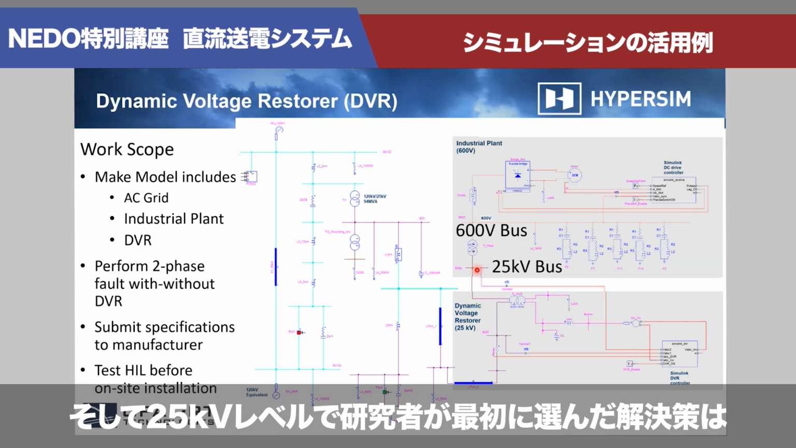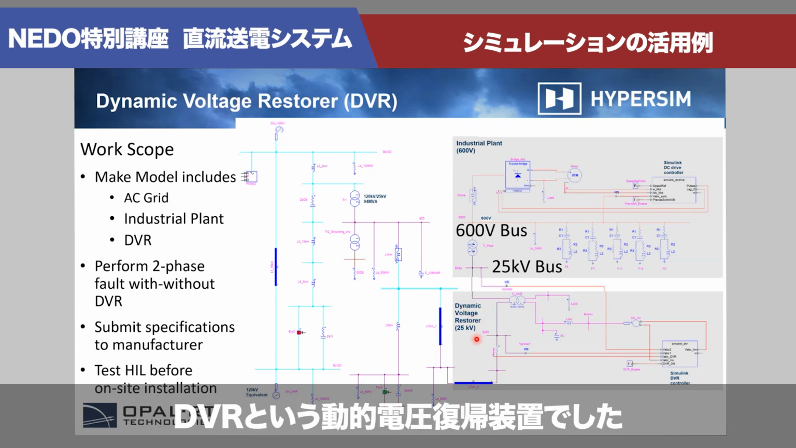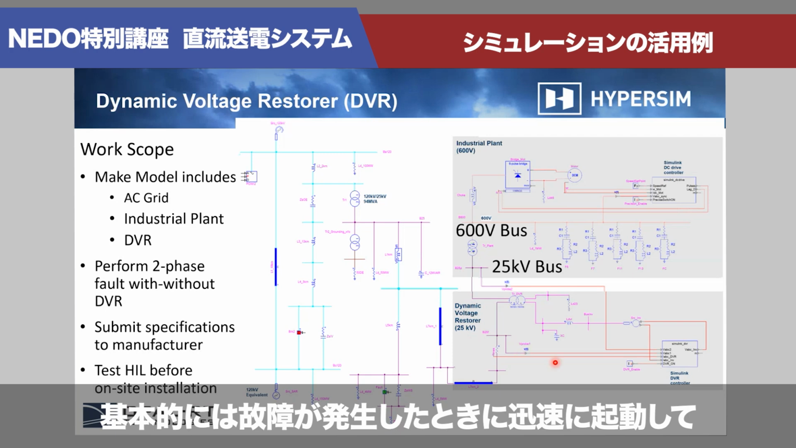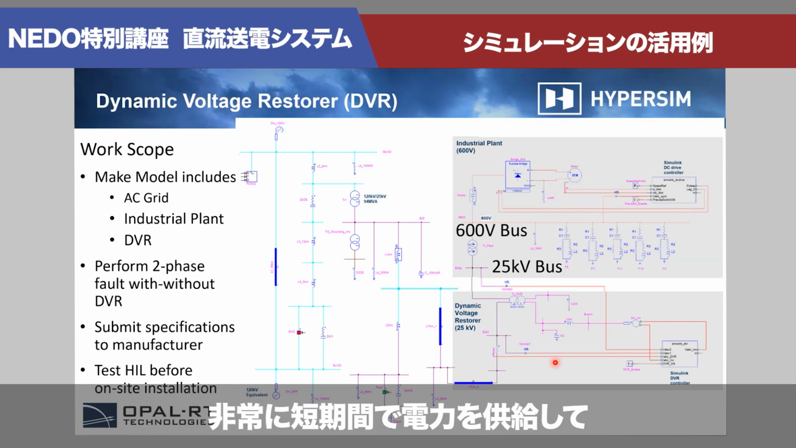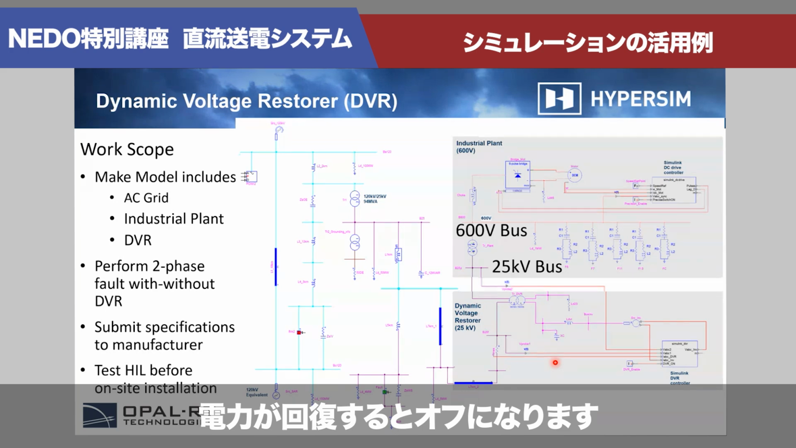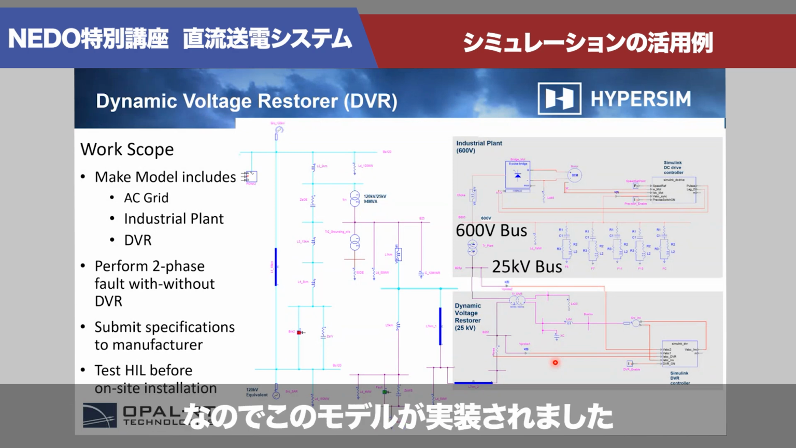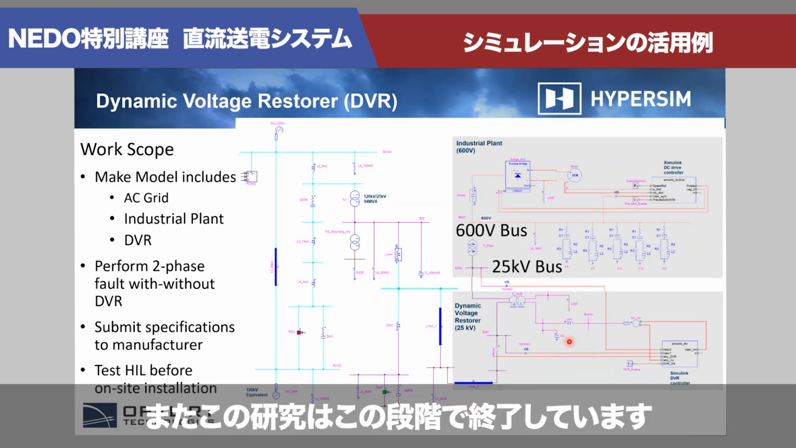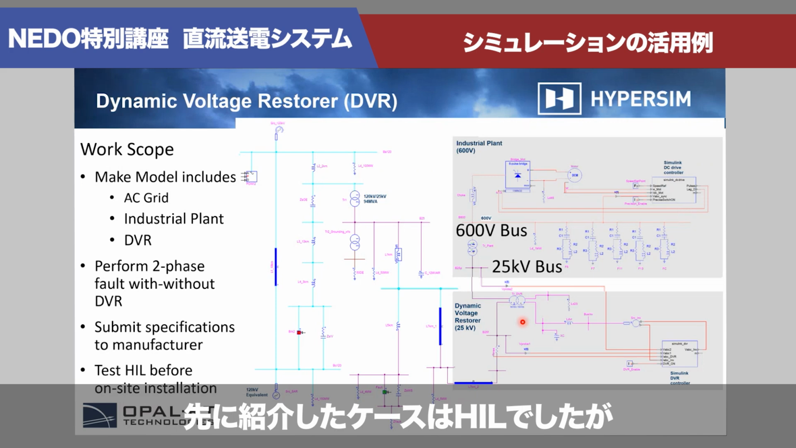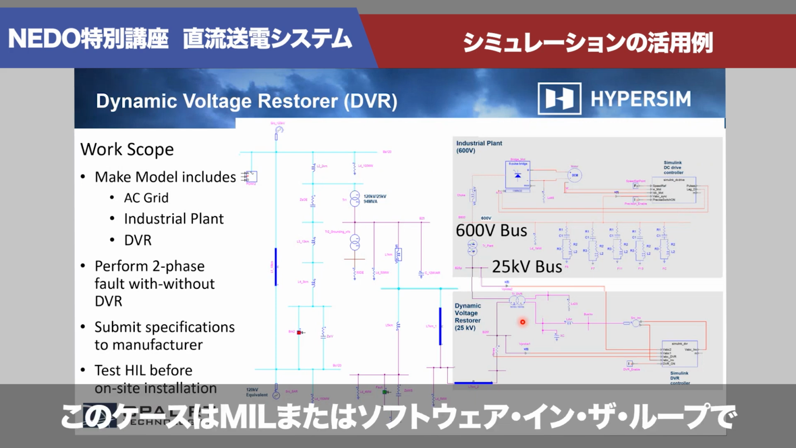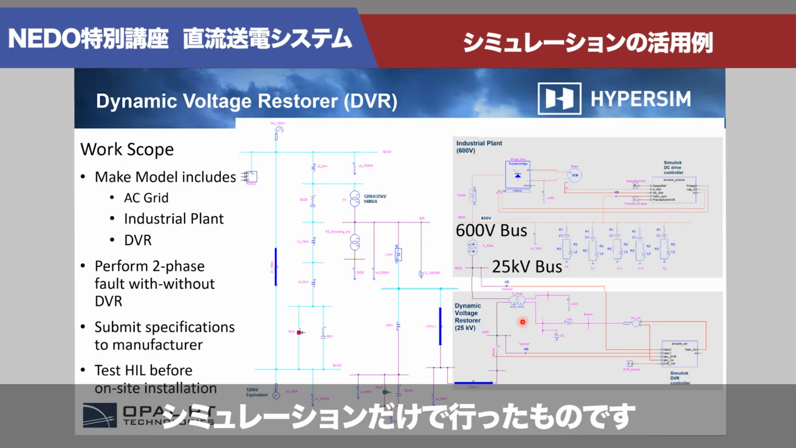Then at the 25 kV level, the solution that was thought out by the researchers was a DVR, which is a dynamic voltage restorer. Basically, when you have a fault, it quickly turns itself on to inject power very quickly, and then when the power is coming back, it turns off. So it's like an emergency power supply, but for a very short period. This model was implemented also. Note that in the previous cases the study was HIL, but in this case, it's only MIL, software in the loop, only simulation, not a real one, not yet.